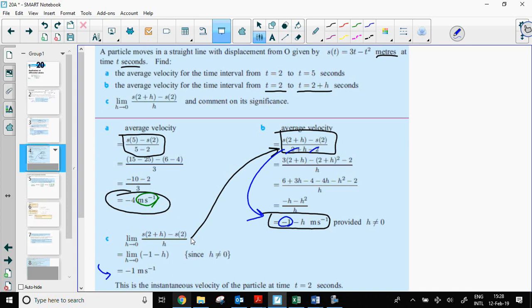And what does that mean? Comment on its significance. Well, it's nothing super important in life, but it is the instantaneous velocity of the particle, specifically at 2 seconds. Of course, if I was really interested in finding out what that was, I would just calculate v of t. That's the derivative of s of t, which is 3 minus 2t. Put in t equals 2, and 3 minus 4 is equal to -1.